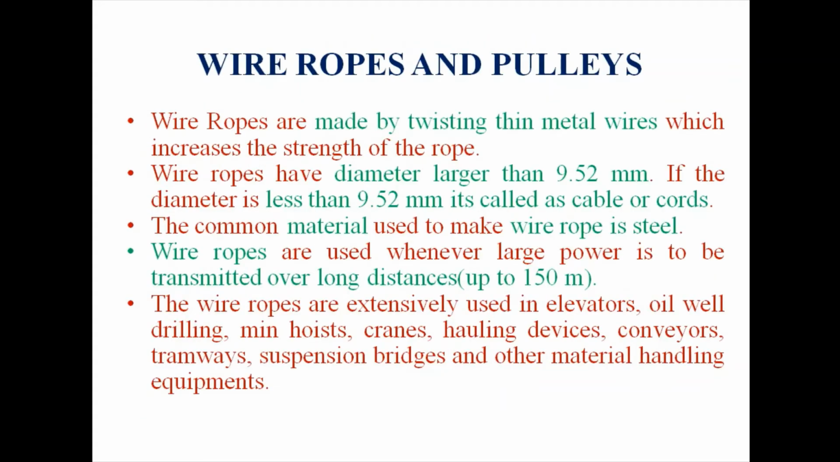So next one is the wire ropes. Wire rope, you all already know. The wire ropes are used to transmit power over longer distances. For example, the ropeway car in Palani. The wire rope diameter should be 9.52 mm. If the diameter is reduced, it is called cable or cords. The material for the wire rope is steel. It transmits power over longer distances, more than 150 meters.